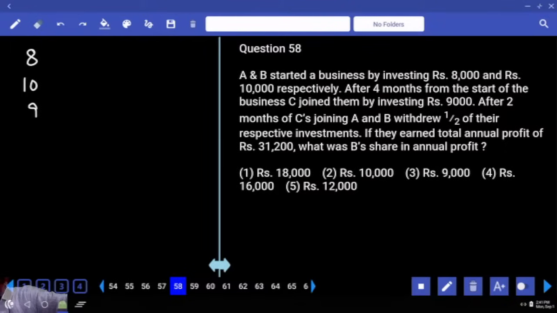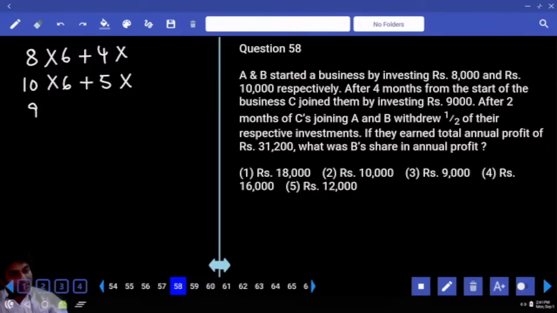Okay. When did C join? 2 months after C is joining, in the sense from the beginning, after 6 months. So A and B's investments are there for 6 months. After that, half is withdrawn, remaining 4 and 5. If they earned a total annual profit of 31,200, what was B's share in annual profit?